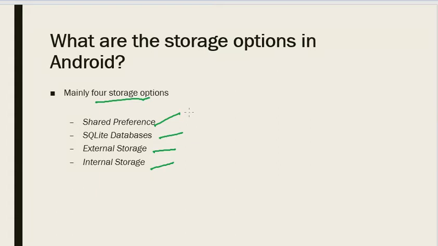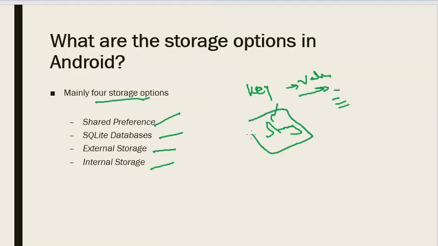Just a short description. Shared preference is like a file where you can save primitive data types, like integers, strings, booleans, whatever. You store them in key value pairs. There is a key and a value. The key is always a string, and there is a value corresponding to it, which is your information. Of course, the string tells you what information you stored.